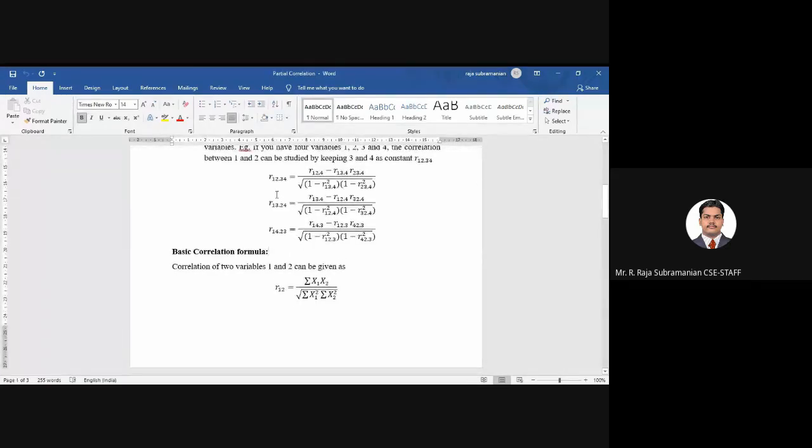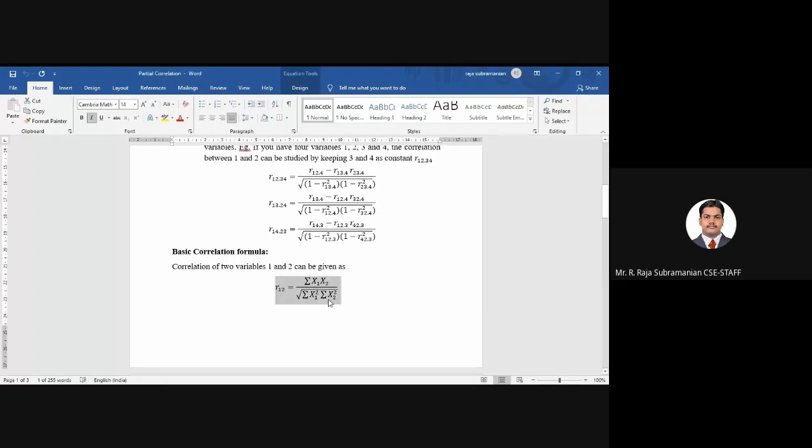There is only one formula for computing the zero order correlation for two variables, the dependent and independent variable. So this is r12, which is summation x1 x2 divided by the square root of summation x1 squared into summation x2 squared. We need to remember this formula. Usually, if the zero order correlation coefficient is given, you can easily find the first order and second order correlation coefficients.